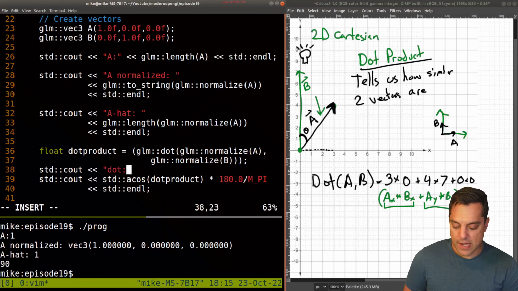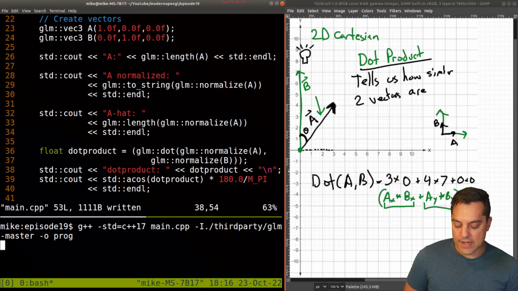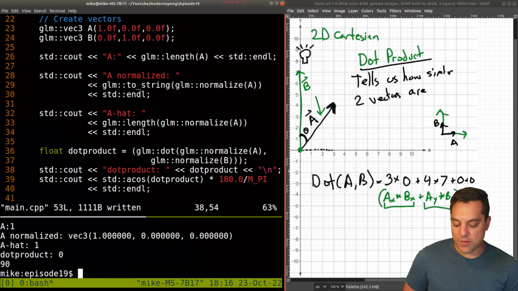And let me go ahead and say dot is dot product. Let's go ahead and spell things out here. Dot product, and just put an end line there. All right, so let's go ahead and run it. And again, some of you who are familiar with your geometry will realize that the dot product is 0.